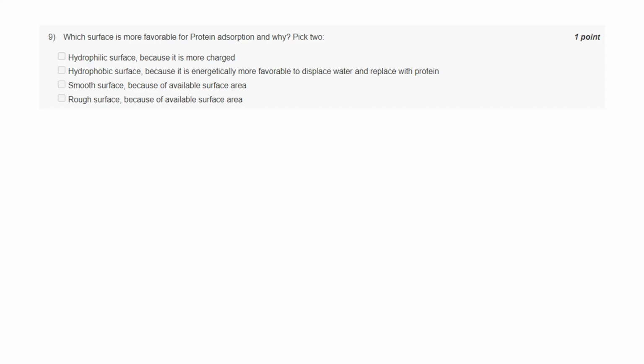Yes, ma'am. Okay. The next question is, which surface is more favorable for protein adsorption and why? We have to pick two correct options. Option 2 and 4. Ma'am, first and last. Okay, no, so option 2 and 4. I have two responses that say option 2 and 4. I have one response saying 1 and 4. Anybody else? Anybody else has any other combination of the options? Thank you all for answering. We'll discuss.